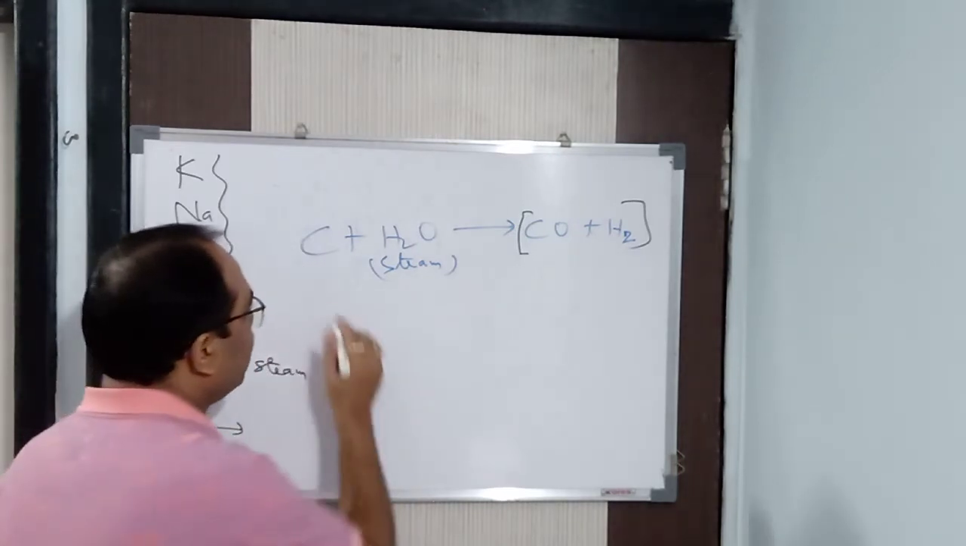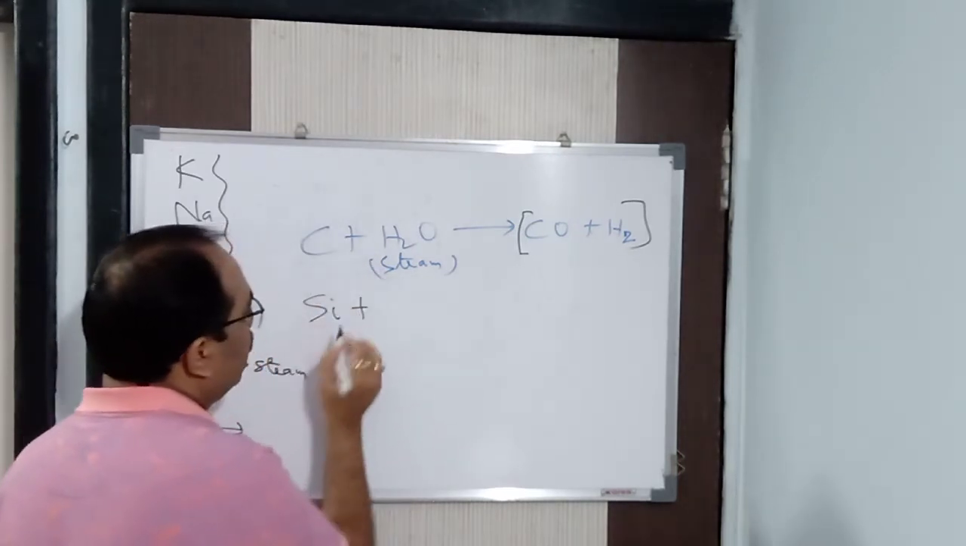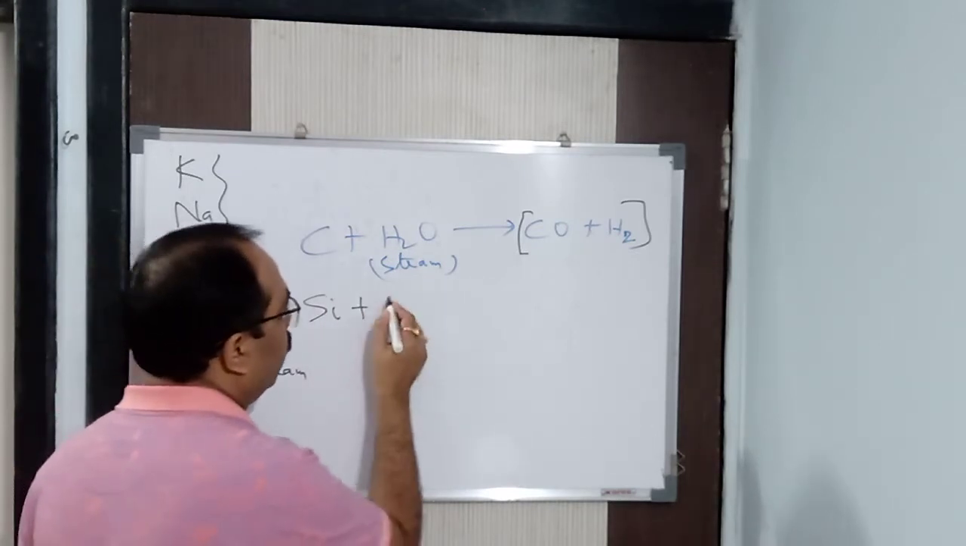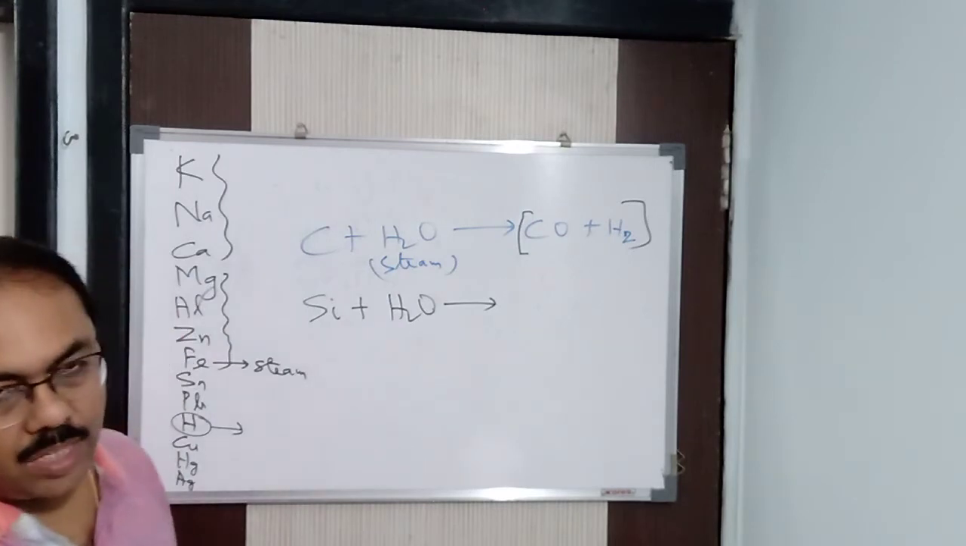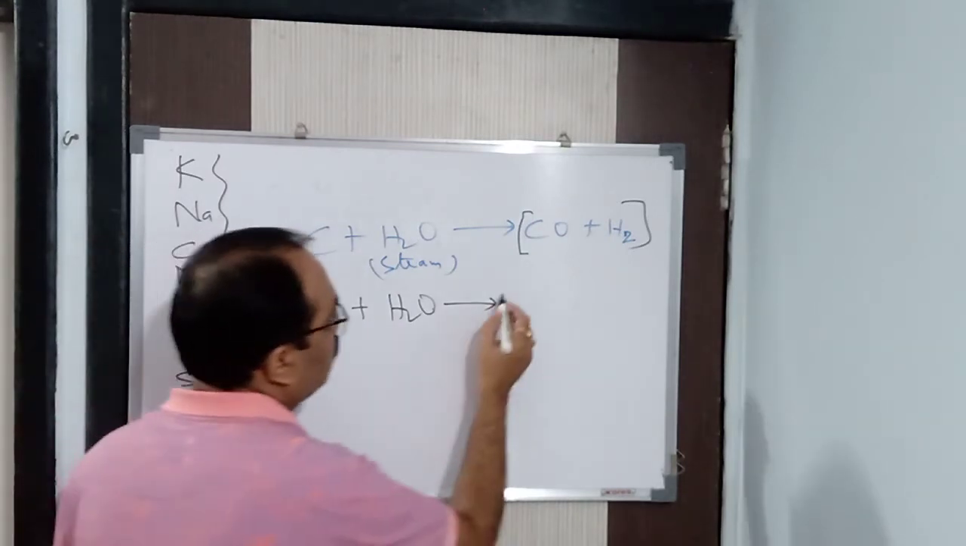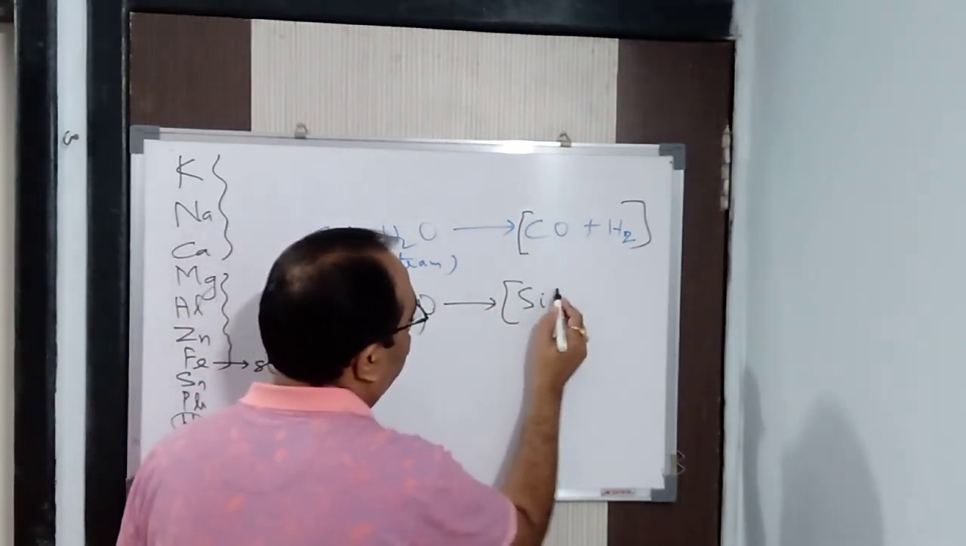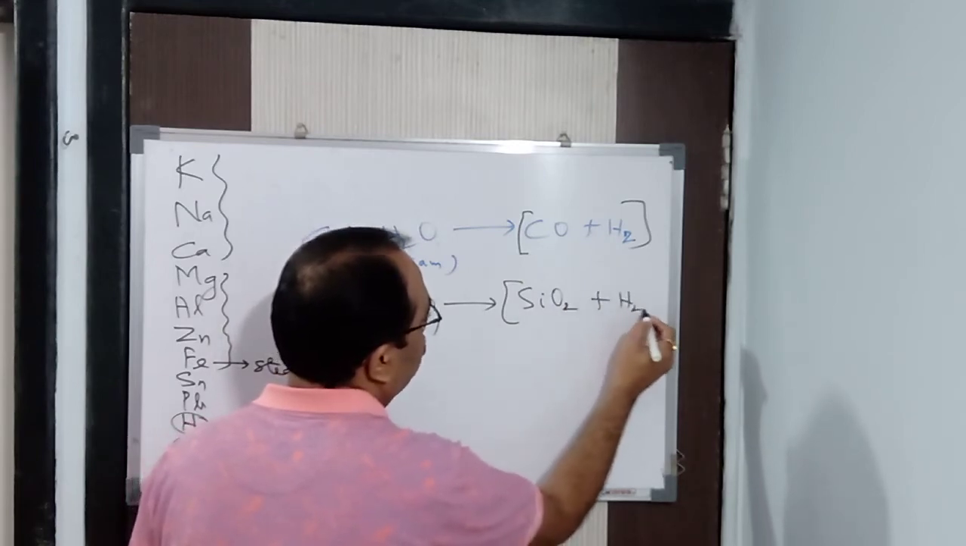Now, silicon can also be used, because you know carbon and silicon come to the same group, that is group 14. Got it? It can also be used. Clear? So what am I going to get? Same thing. I am going to get silicon dioxide, like here I got carbon monoxide. I will get silicon dioxide plus hydrogen gas is evolved.